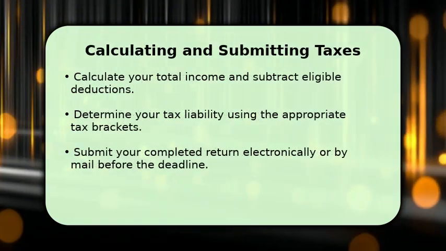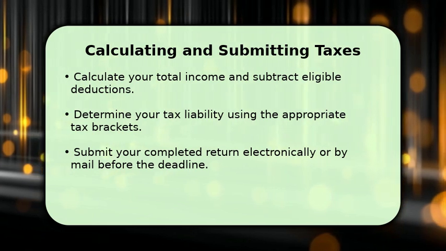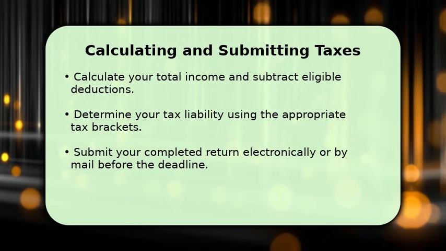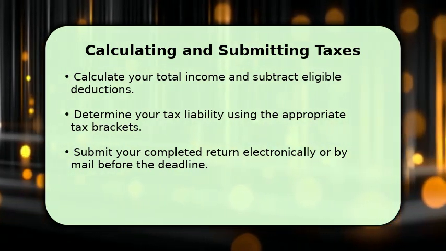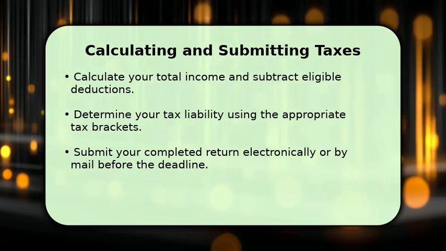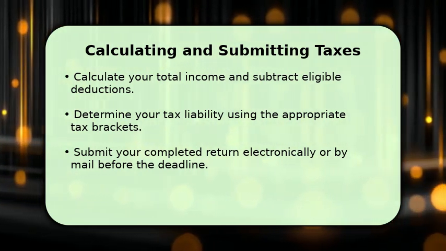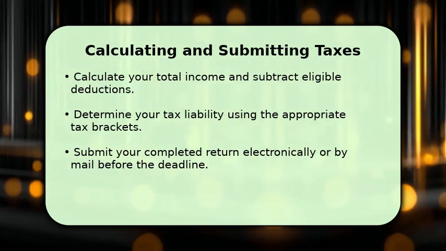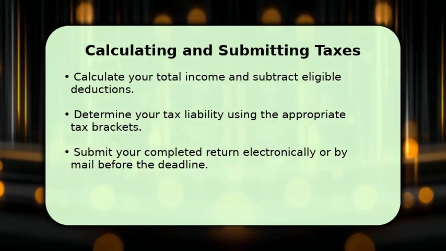With your income and deductions in hand, it's time to calculate your tax liability. First, sum up all your income and then subtract any eligible deductions to arrive at your adjusted gross income. Next, apply the correct tax brackets to figure out how much tax you owe. Finally, choose your submission method. E-filing is often faster and more accurate, but mailing a paper return is also an option. Ensure you submit everything before the deadline to avoid penalties.